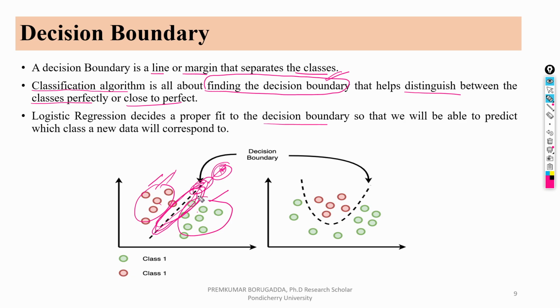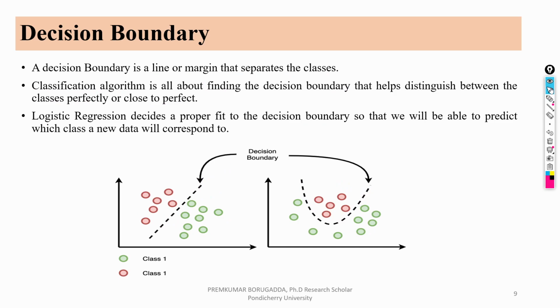The decision boundary can be a line, or it can be some kind of margin, in the sense that it is not a line but a curve. With the help of this curve we can separate this class and this class. So the decision boundary plays a key role in separating the classes.